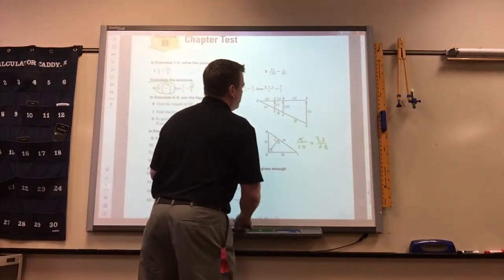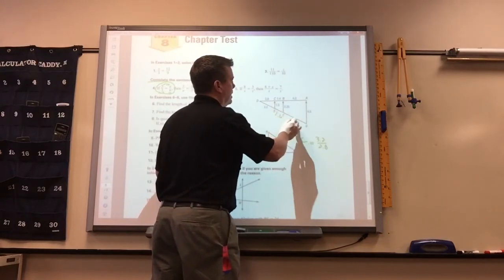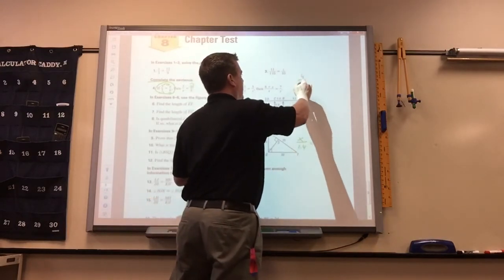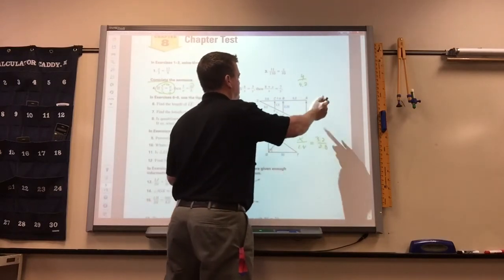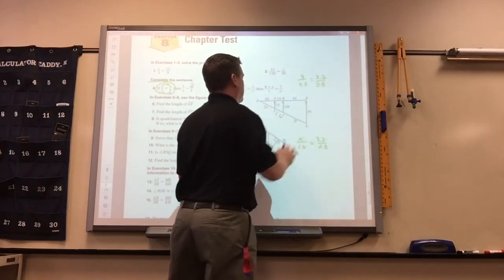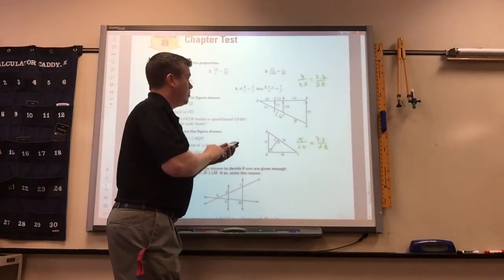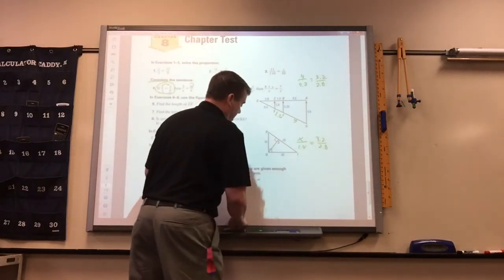Turns out to be 1.6. And then to find this one, y to 4.2 would equal, I could use this to this or that to that, it doesn't matter. This is 4.8.